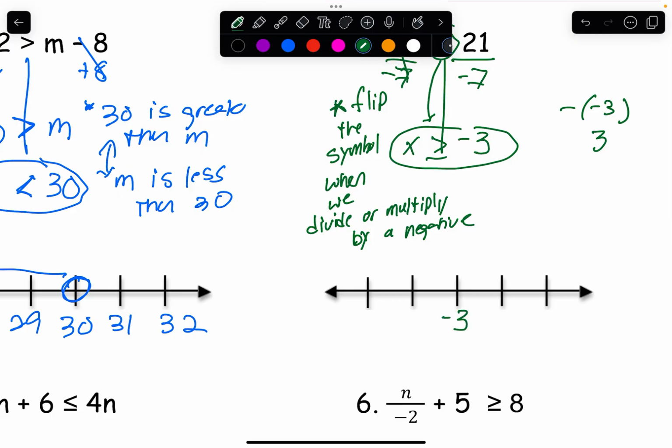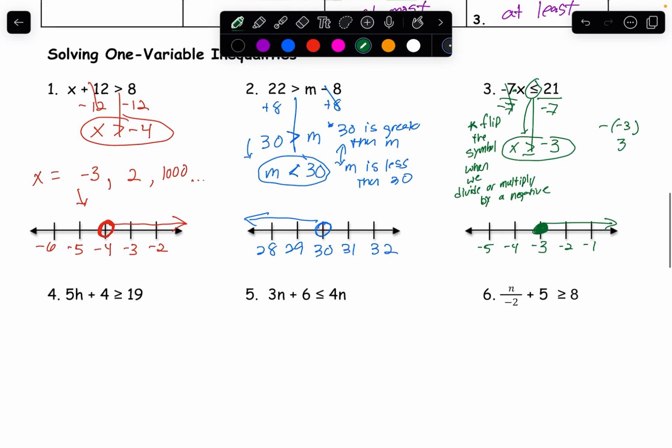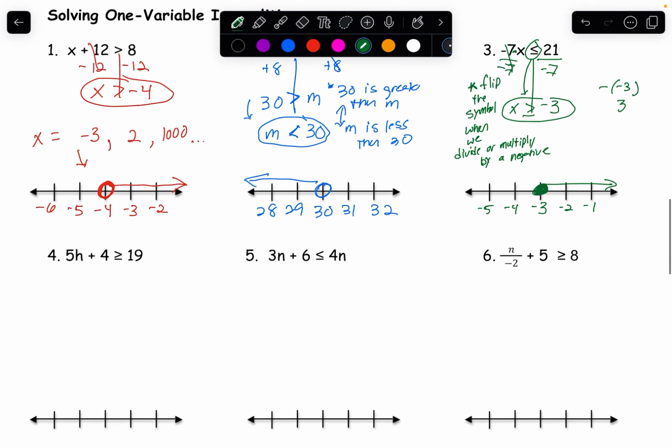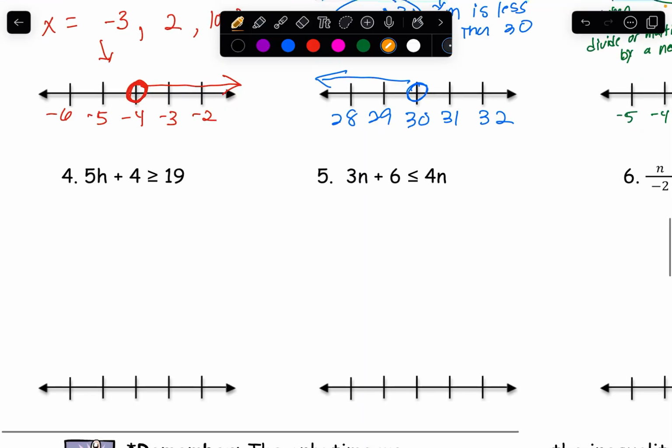So let's put -3 in the middle of our number line. Let's put some numbers that are less than that, some numbers that are greater than that, closer to 0. Closer to the positives. This time, though, we're going to fill in our circle on the -3 because -3 is a possible solution. And also, anything greater than -3 is a solution. So the arrow should be pointing to the right. Moving down, we got a two-step equation here in number 4.